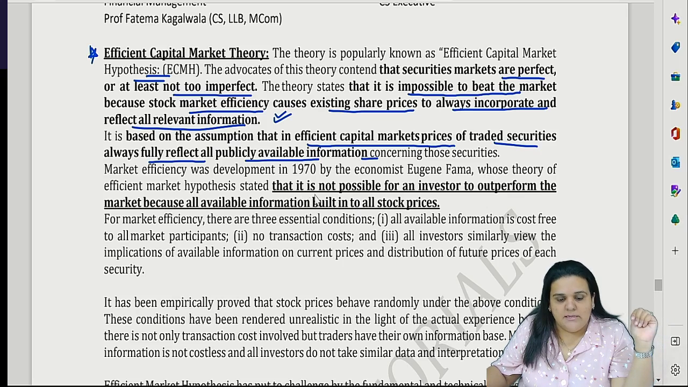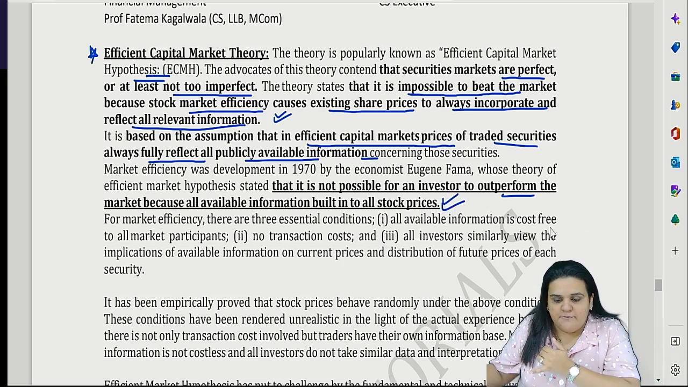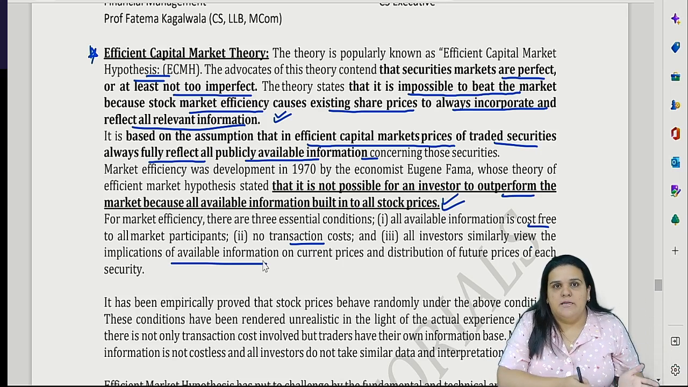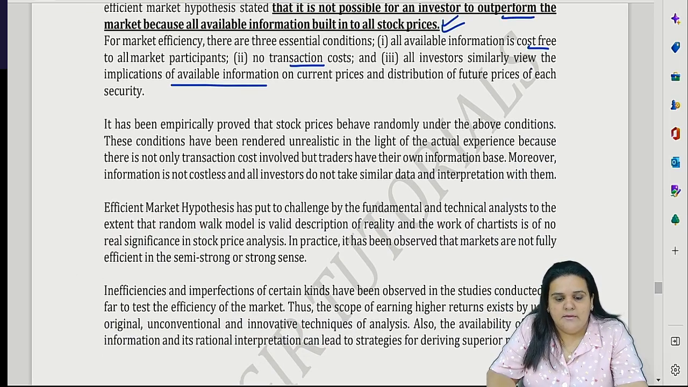In this hypothesis, it is not possible for an investor to outperform the market because all the available information is built into the stock price itself. This information is free of cost, and there is no transaction cost involved. All investors view the implications similarly, meaning every investor will attach the same meaning when they study the stock. If today I am monitoring the behavior of a stock, everybody is going to monitor it in the same manner. So they are saying that stock prices behave randomly under the above conditions.